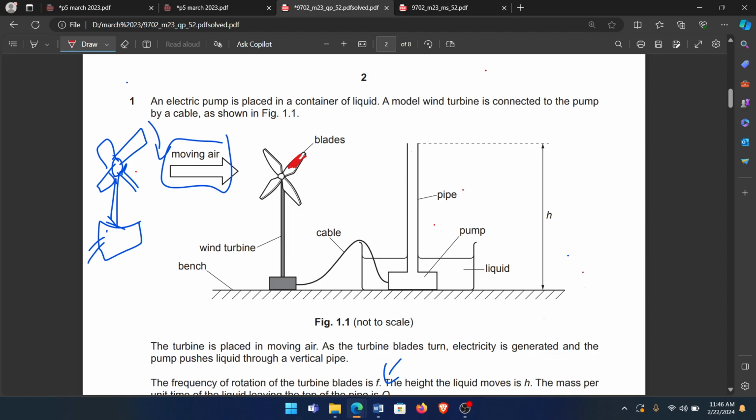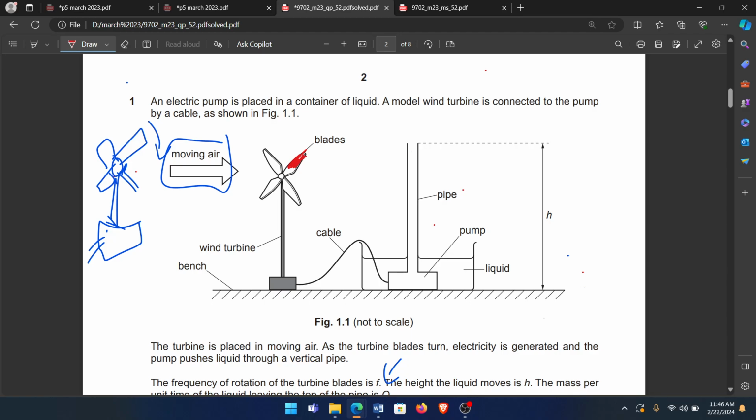Now, how to measure F? Simple. You can color a single blade, and then determine the number of rotations of the blade in 1 minute, then divide by 60. That will be the best way to determine F.